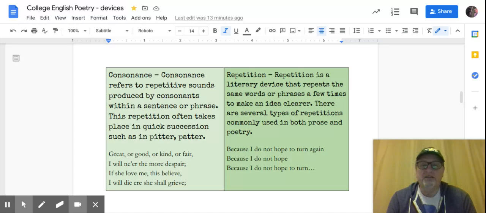This quick succession, and the placement of these consonant sounds, create a sound and also create a flow of the poem. When you listen to the podcast that I had you listen to, the guy who wrote the book where he translates pop songs into Shakespearean sonnets.